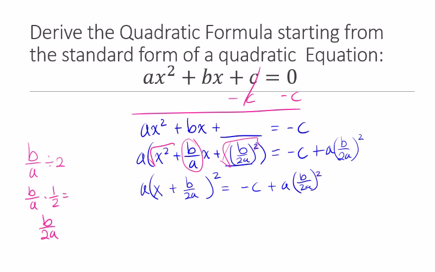All right, so now what I'm going to do is divide everything by a. These cancel out, these cancel out. So then I end up with x plus b over 2a quantity squared equals negative c over a plus b over 2a quantity squared.